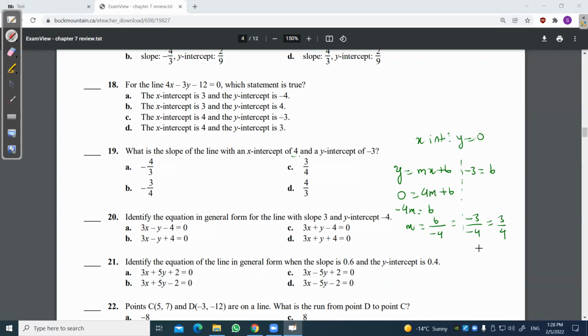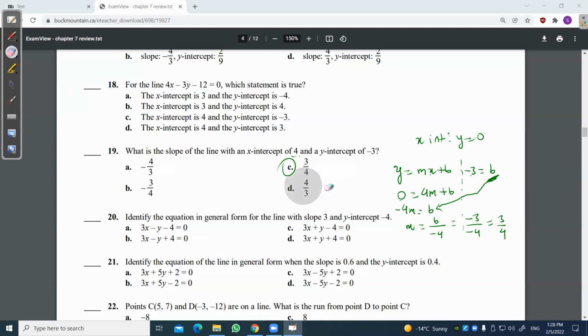So again, you just plug this into y equals mx plus b. X-intercept means the x value is 4 when the y value is 0. Similarly, y-intercept is when the y value is minus 3, the x value is 0. Find b, and then we want to plug it into this equation to solve for m. Okay, so it's 3 over 4.